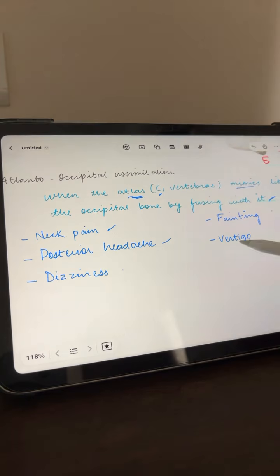So I would like to talk about the vertigo. It is a false sensation of motion or spinning of the head. So if the patient is lying, they can feel that they are moving or the room is rotating around them.